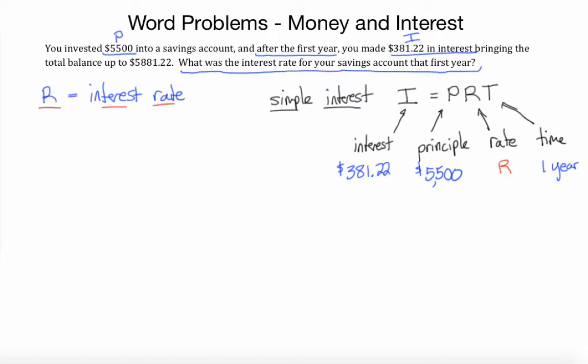Okay, we've got an equation we can solve now. Let's write it out and do it. So substituting all these values in for I, P, R, and T, we have 381.22 equals 5,500 times R, I'm going to solve for that, times T, 1 year. Okay. Some things are going to work out nicely here now. When I'm solving for R, I don't need to worry about that 1 because anything times 1 is just itself. So to get R by itself, all I need to do is divide by the 5,500.